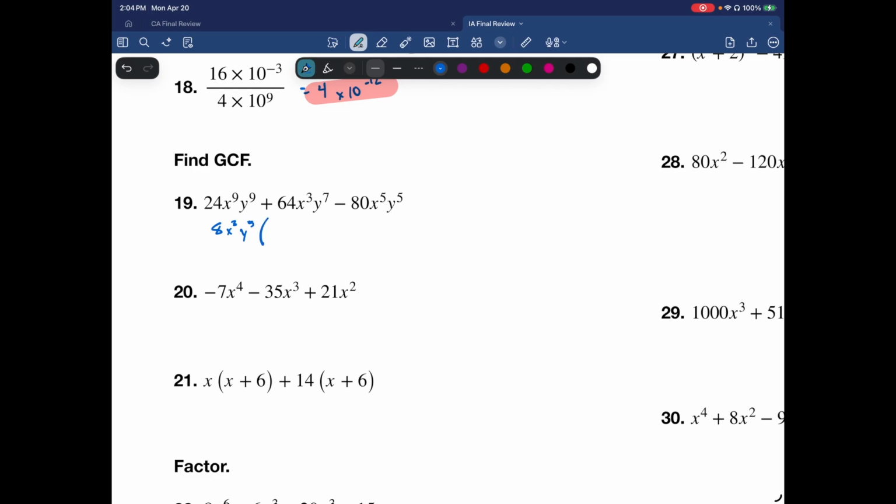All right, so what's left inside? Well, 8 times 3 is 24. I got 3 x's on the outside, I need 6 more on the inside. I got 5 y's on the outside, I need 4 more on the inside. That's my first term. All right, 8 times 8 is 64. I already have 3 x's on the outside, and I need 2 more y's to make y to the 7th. Minus 10. I need 2 more x's on the inside to make x to the 5th, and then I already have y to the 5th on the outside. So that's my answer.